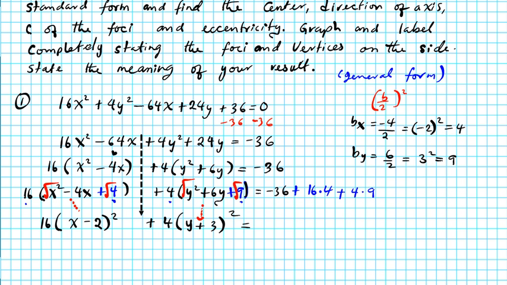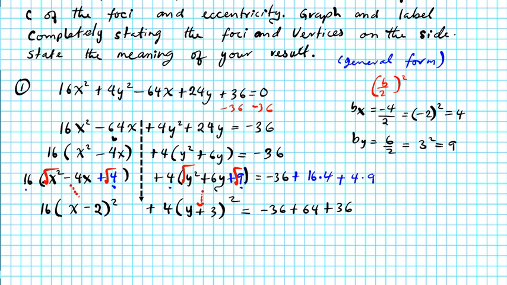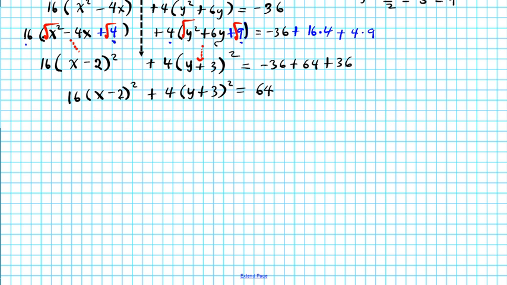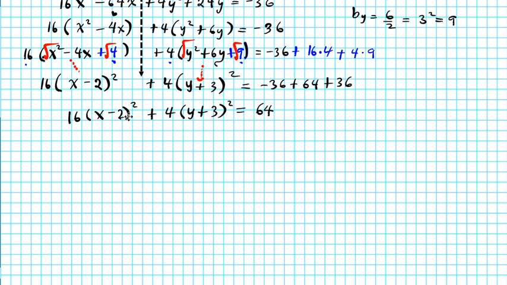And here we're going to have negative 36 plus 16 times 4 is 64 plus 36, so we'll be left with 64. So here we're going to have 16 times x minus 2 square plus 4 times y plus 3 square equals, see this 16, negative 36 and 36, they're opposites, so they cancel out. So you're left with 64. Alright? Now I don't need any coefficients in front of my quantity square because we know the standard form of an ellipse doesn't have anything in front. And it's also equal to 1.